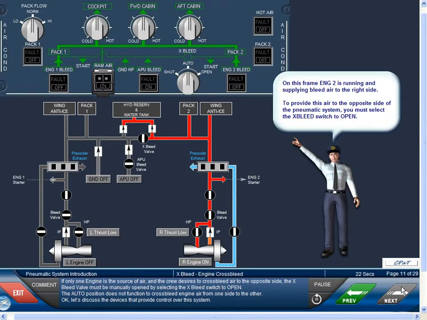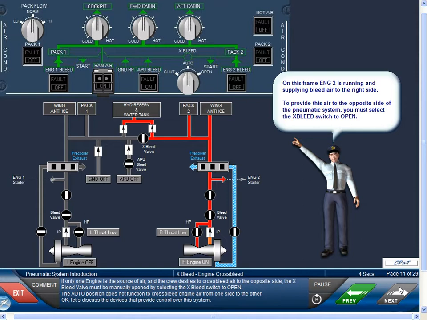If only one engine is the source of air, and the crew desires the cross-bleed air to the opposite side, the cross-bleed valve must be manually opened by selecting the cross-bleed switch to open. The auto position does not function to cross-bleed engine air from one side to the other.